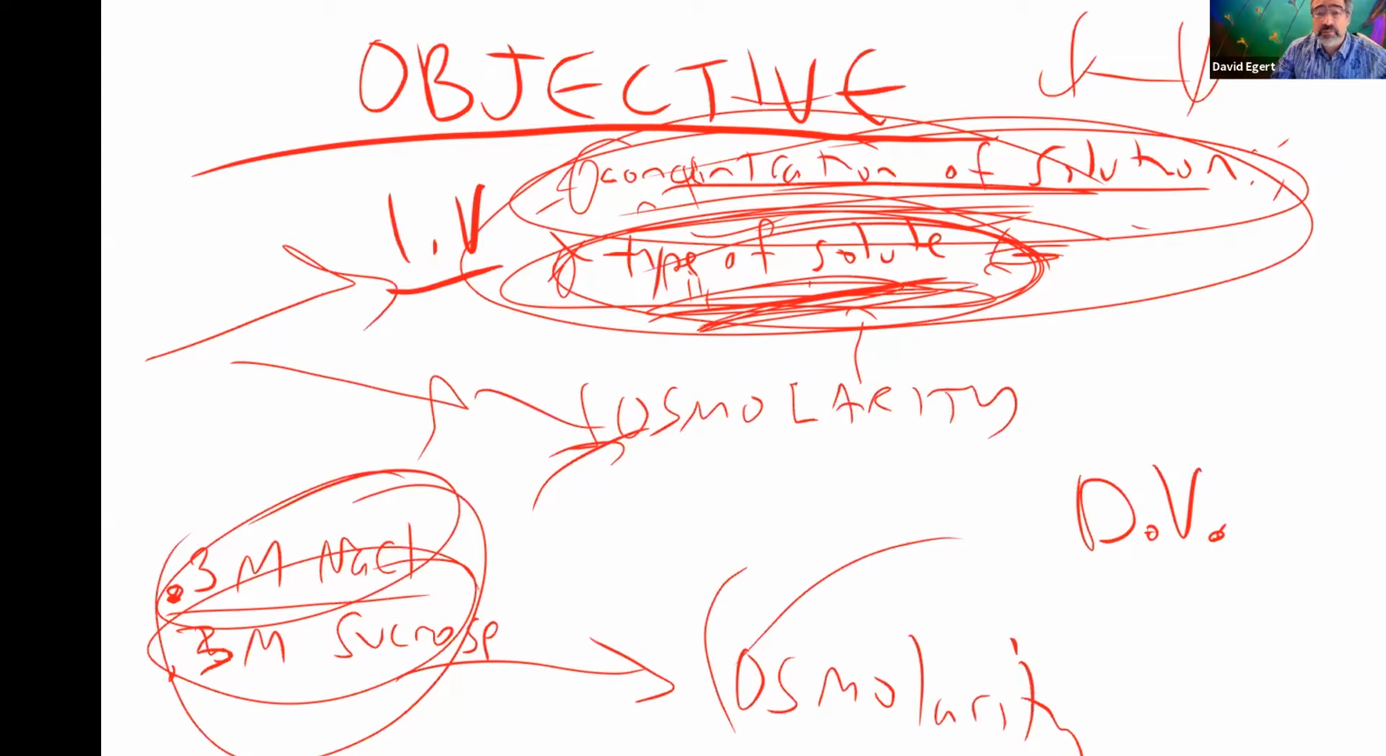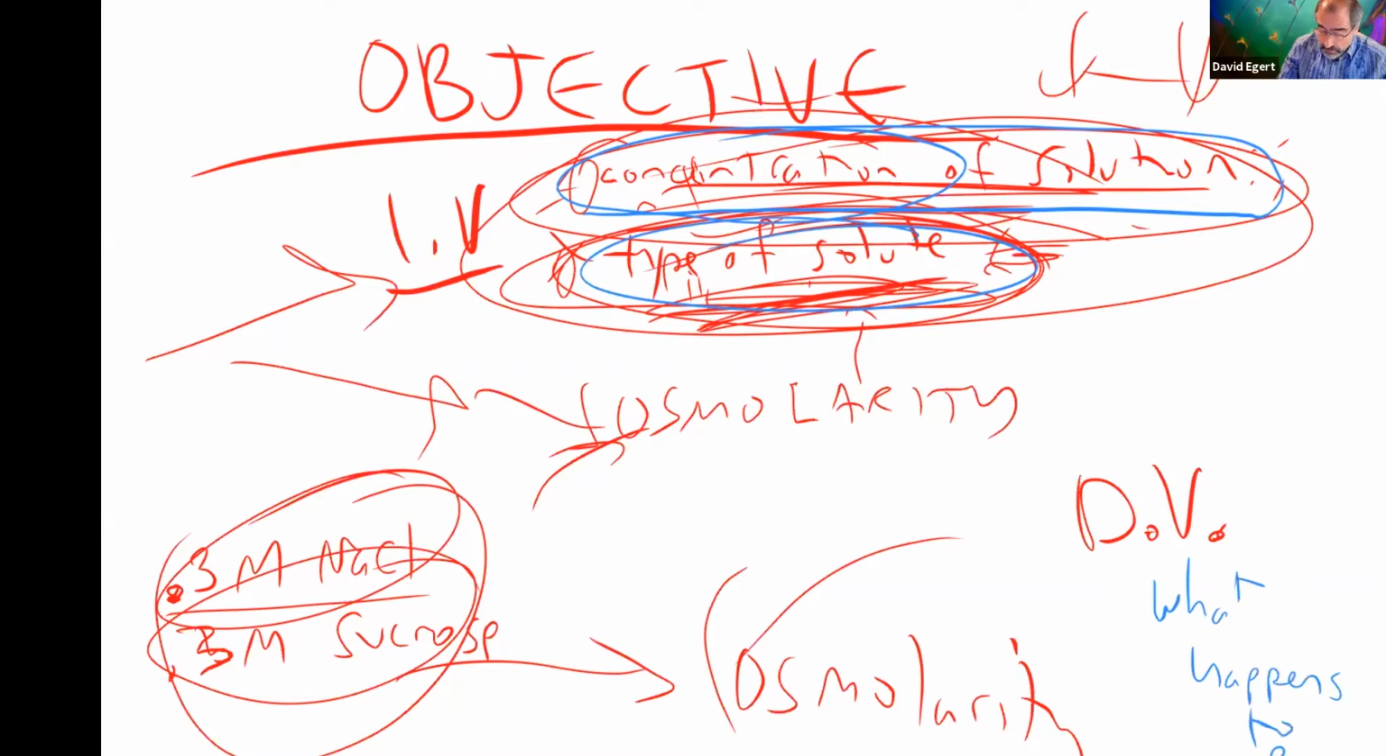But is everybody pretty clear on the real question we're asking? We're going to get to play around with different solutions of varying concentrations and varying types of solutes, and then look at what happens to the RBC, based on whether water comes in, water comes out, or there's an equilibrium. So either it's going to be happy, isotonic; it's going to swell and/or burst, hypotonic; or it's going to shrivel, which is a hypertonic solution.